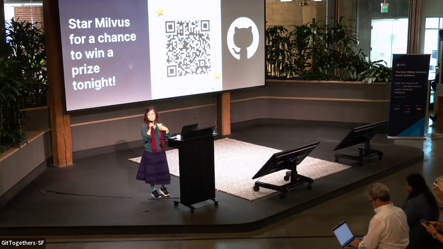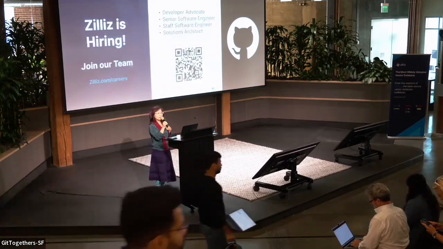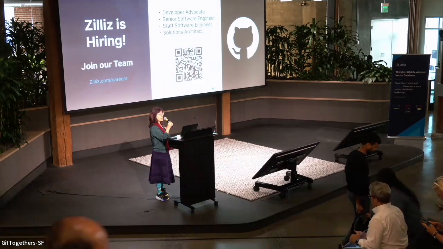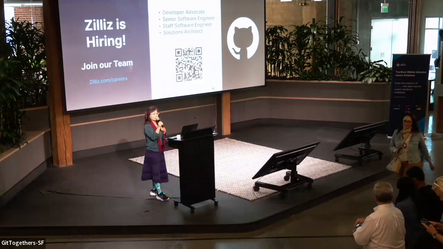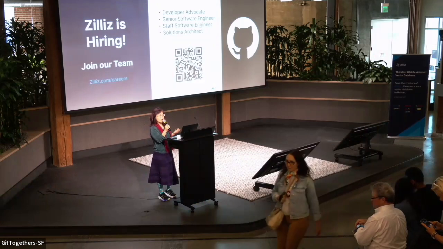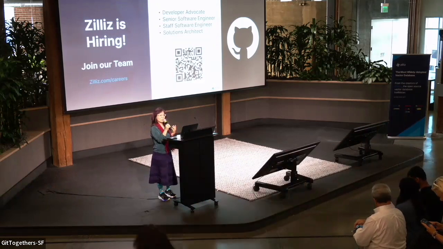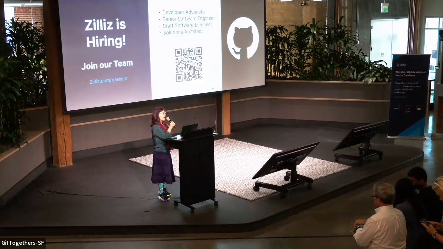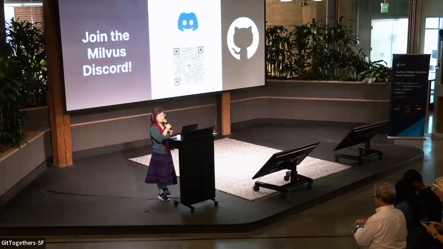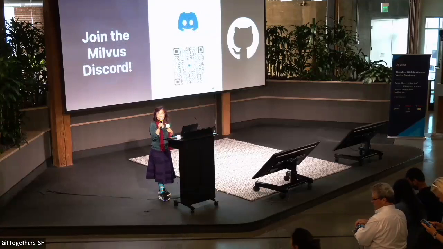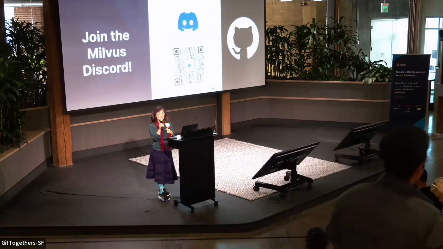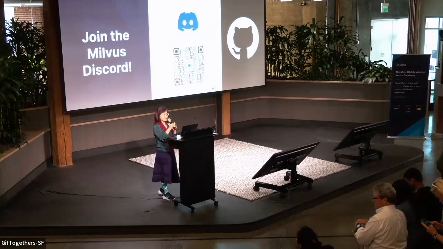So Milvus is an open source vector database. It was donated to the Linux Foundation, so it has a very generous free license that you can build on. It has 27,000 GitHub stars, and it's also used in the closed source managed version of Milvus called Zilliz Cloud.